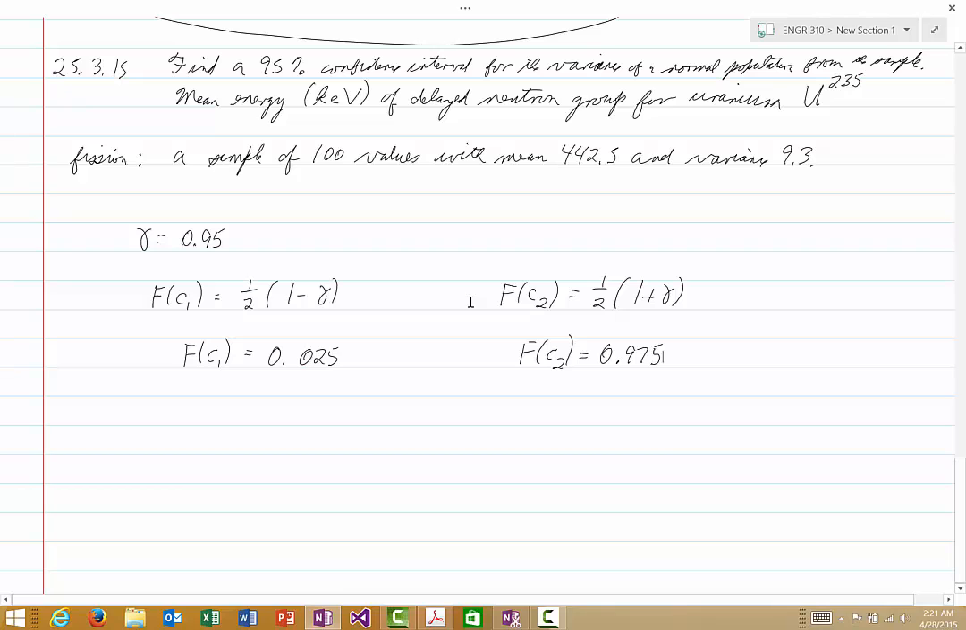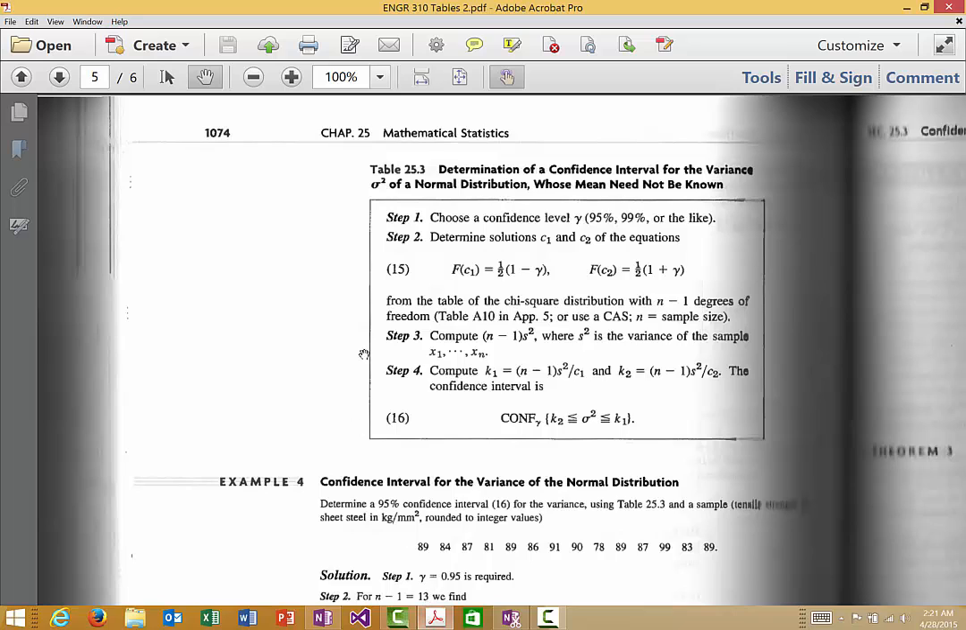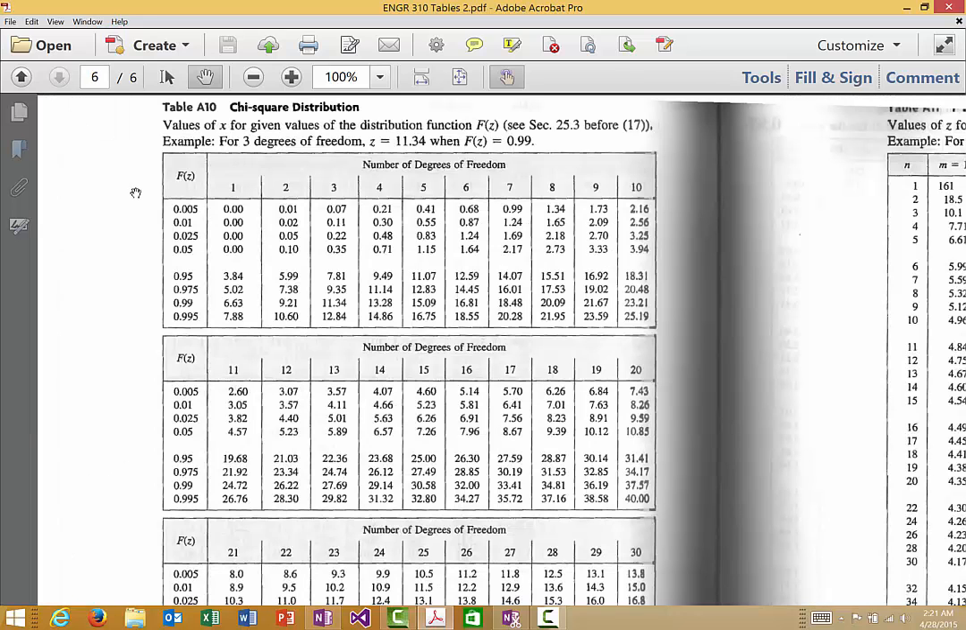Now, in order to use this table, let's glance at the table again. They want us to use table A10 in appendix 5. And that table is shown right here. And you see we have f of z. And for the two values given, remember we had f of C1 is 0.025, and that's given right here. And f of C2 was 0.975, and that's also given. But we need to know which column to look in, which corresponds to the number of degrees of freedom. And remember, that's equal to n minus 1.